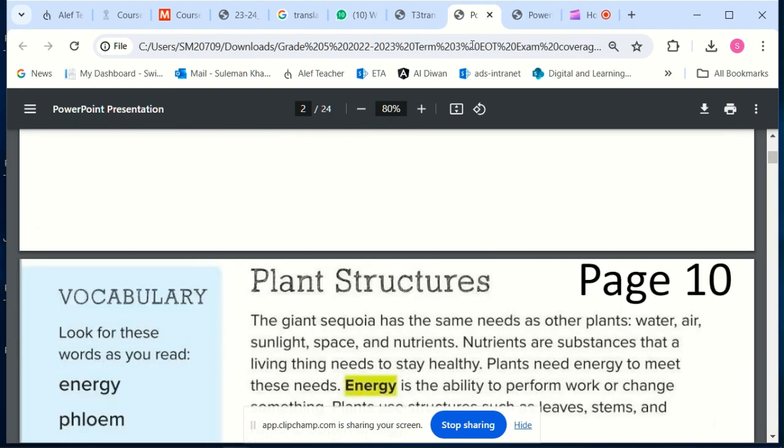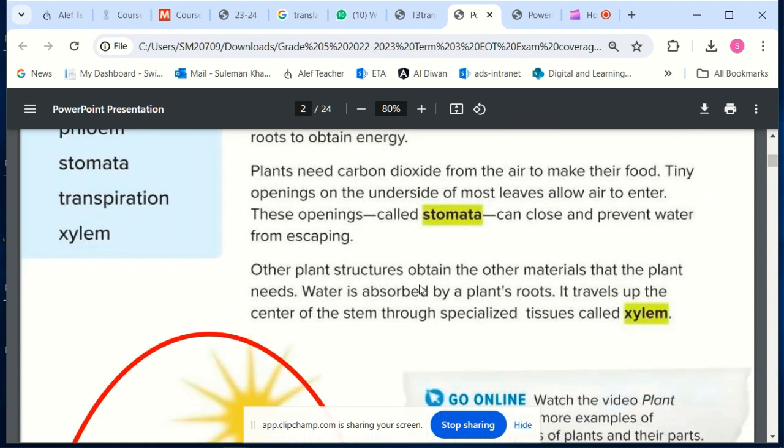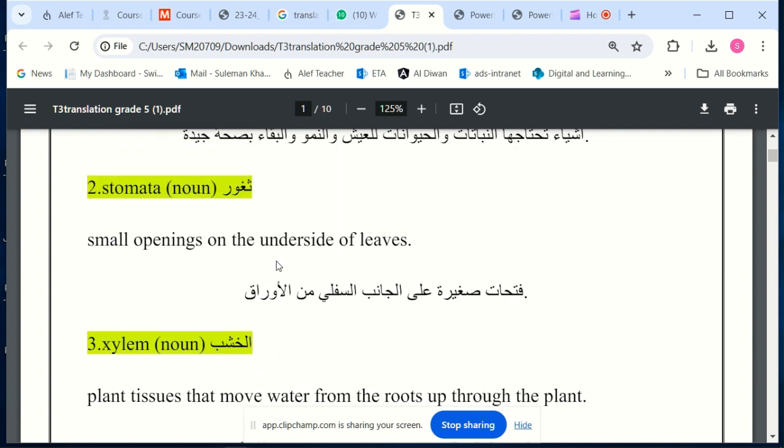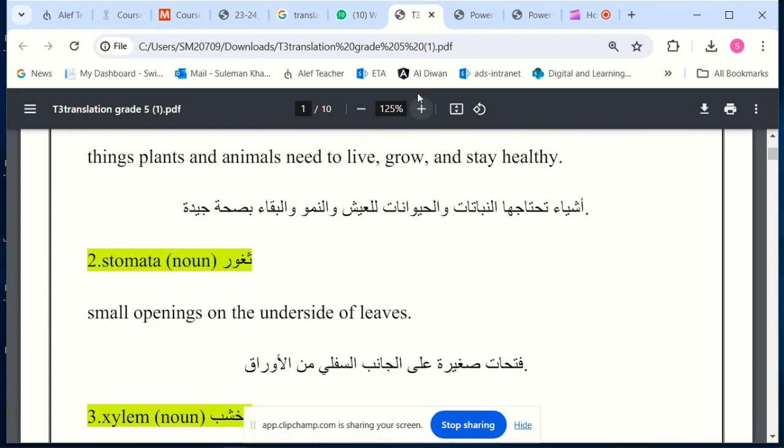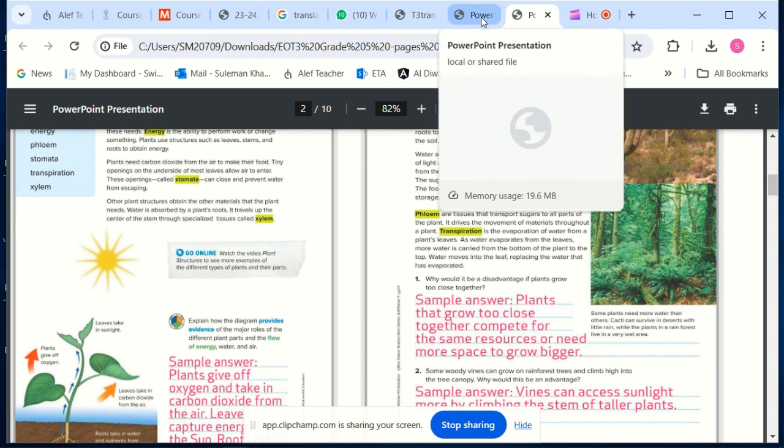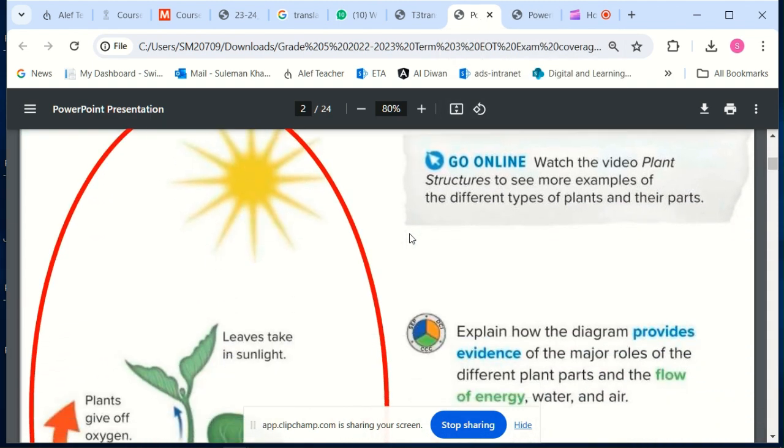So the plant parts you can see here, the first one is stomata. Stomata is a small opening on the underside of the leaf. فتحات صغير على الجانب الأسفلي من الأوراق. So a small opening on the underside of the leaf. Okay, that's stomata. So once you have stomata, you have other parts too.